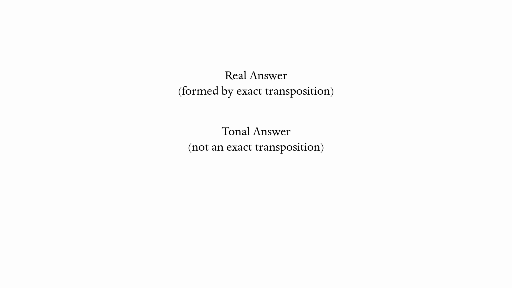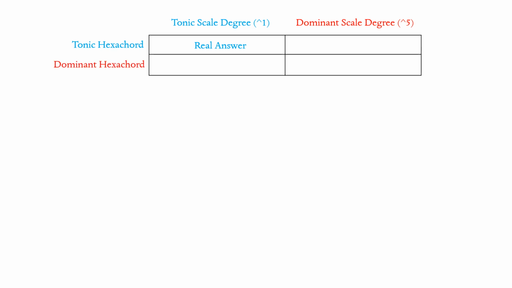There are 3 reasons why a fugue subject would require a tonal answer. The first reason has again to do with those hexachords. The C major fugue by J.S. Bach at the beginning of the video began on the tonic scale degree and moved through the tonic hexachord, which allowed Bach to use a real answer. Likewise, if a fugue subject begins on the dominant scale degree 5, and moves through the dominant hexachord, it can also easily form a real answer.